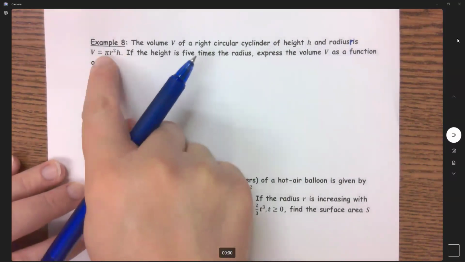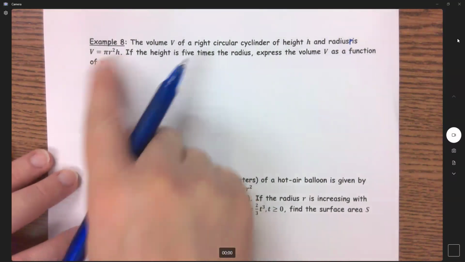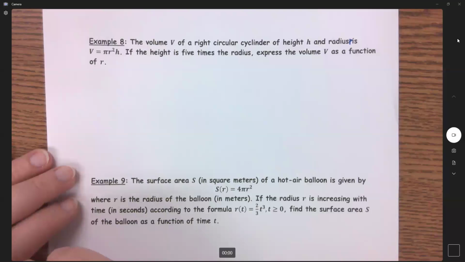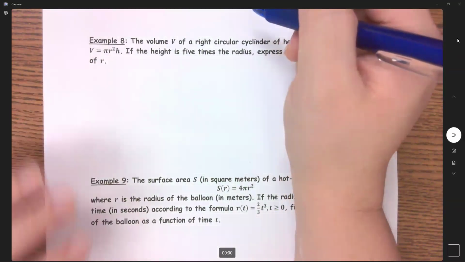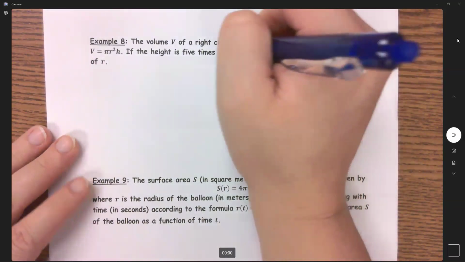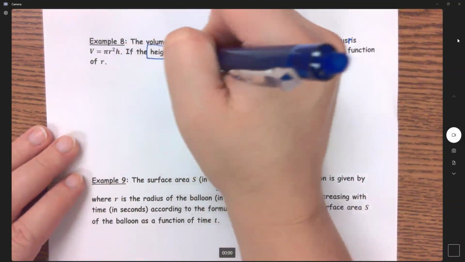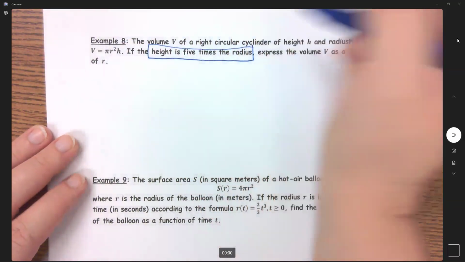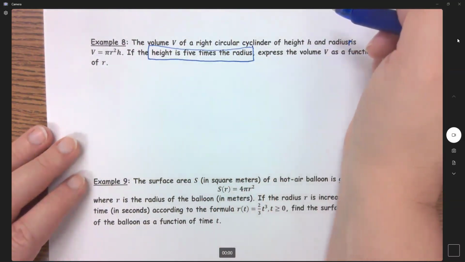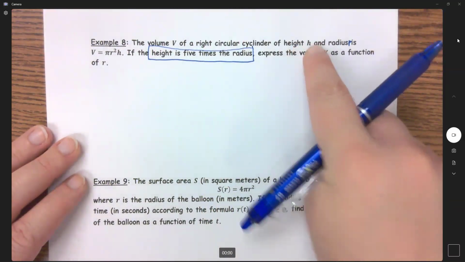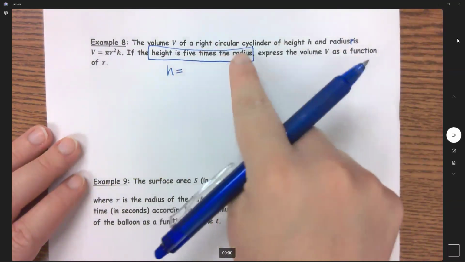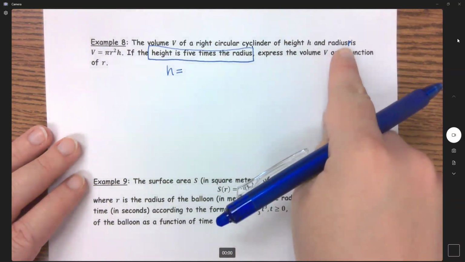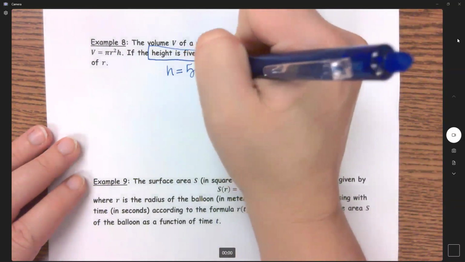This right now has two unknowns, a radius and a height, so it's not a function of r since we have an h in there as well. So we need to basically replace our h with an r. And they tell us what h is. They tell us that the height is 5 times the radius. So what does that look like algebraically? Well, if we call our height h, that equals 5 times the radius, which we're representing as r, is 5r.